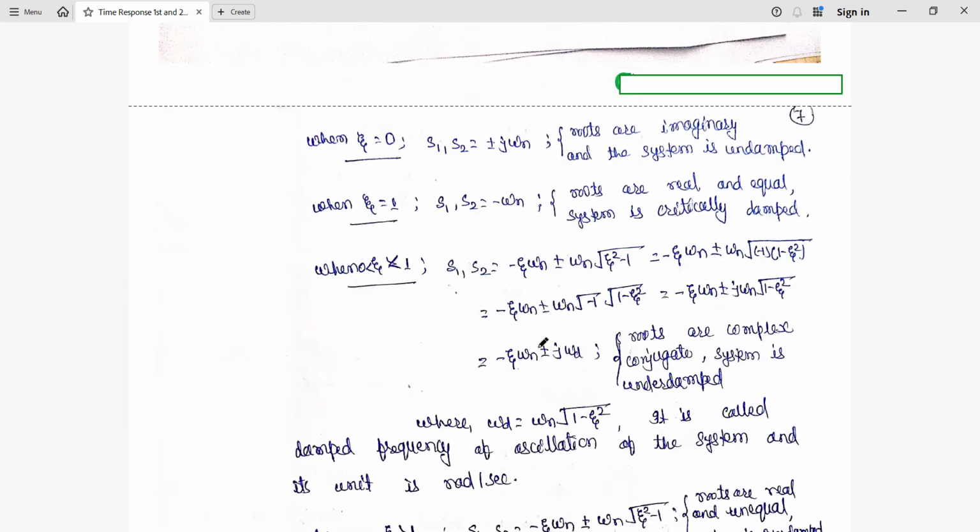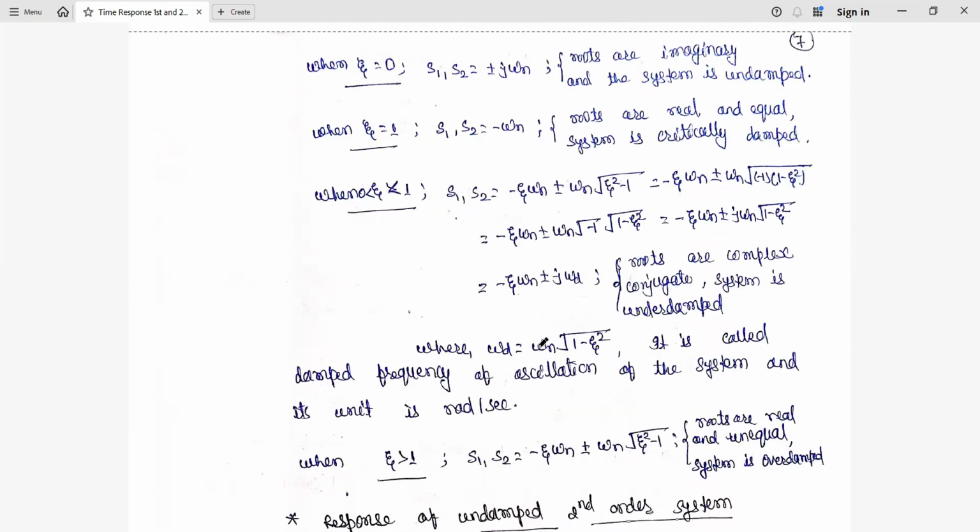Now for these roots, if we consider the undamped system, when the damping ratio is equal to 0, the roots will be plus minus j omega n. The real parts are not there, so the roots are imaginary. When we have damping ratio equal to 1, this is the condition of critical damping. Then we have the root as minus omega n; both roots are real and equal. So this is critically damped.